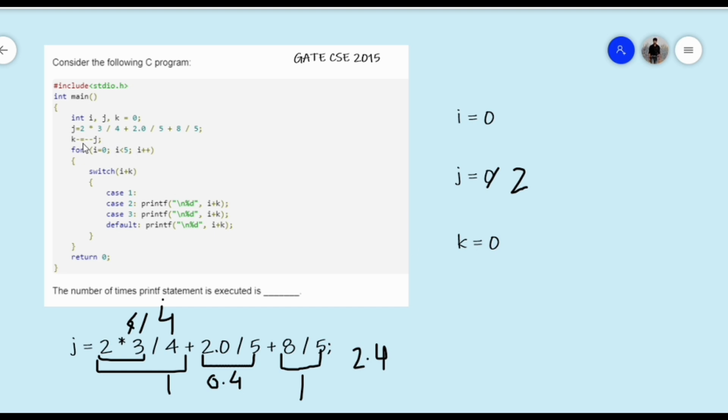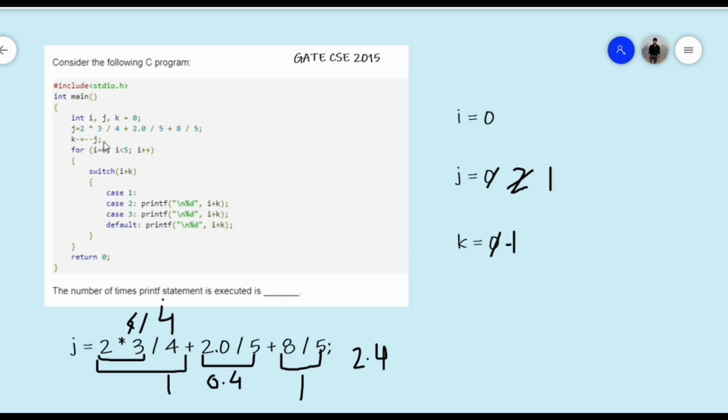Now k equal to k minus minus minus j. Here they have given this minus also. So what is the value of k? That is 0, and minus minus j means pre-decrement is given. So first this 2 will be decremented by 1 and become 1, and 0 minus 1 will be minus 1, so here k will become minus 1.